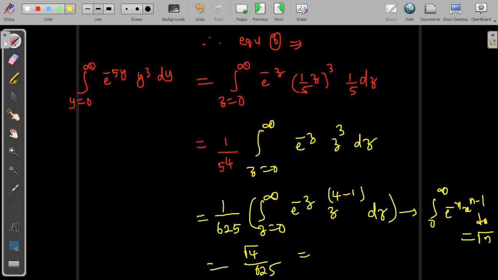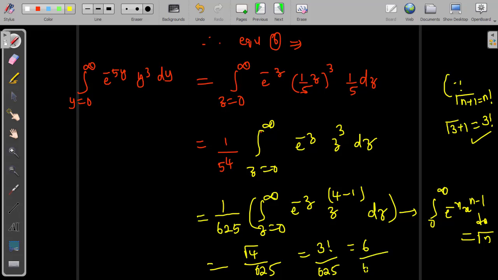If you look here, gamma 4, so we have a rule. Gamma of n plus 1 equals n factorial, provided n is a positive integer. Gamma of 4 can be written as gamma of 3 plus 1. Applying this rule, we get 3 factorial by 625. Gamma 4 means 3 factorial using this rule. The value of 3 factorial is 6, so the answer is 6 by 625. Okay, students, this is the final result of the given definite integral. Thank you for watching.